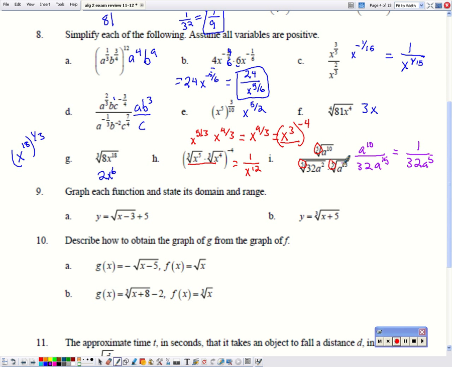Now I'm going to put my 5th root back in and think about that. Oop, not 4, 5th. The 5th root of 32 is just 2. So I have 1 over 2, and then the 5th root of a to the 5th is just a. So my answer is 1 over 2a. Looks like 1 over 29. Let's fix it. 2a. Prettier.